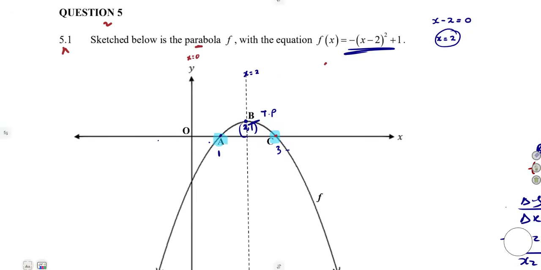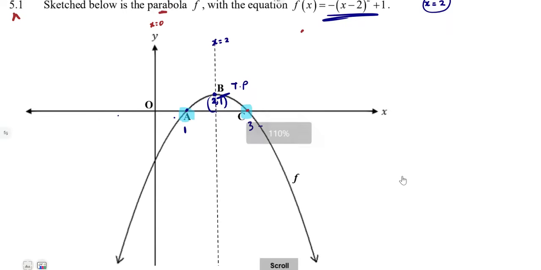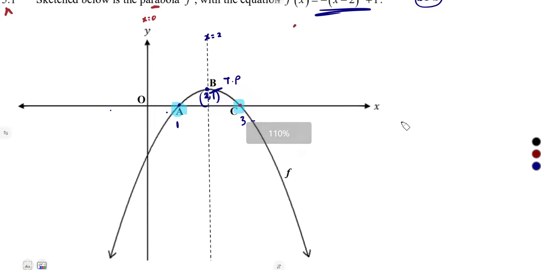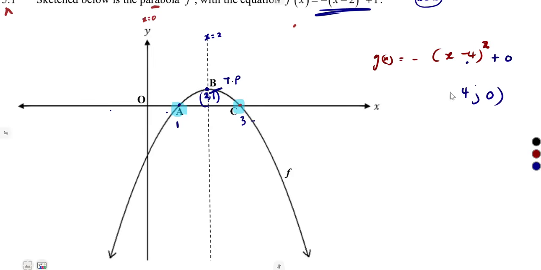Remember that the graph has shifted 2 units to the right and 1 unit down. And now it is given as g(x) = -(x - 4)². So this is the format of the turning point again. Remember I said the x value changes, and there's 0 there for the y. So the x value changes to a positive and the y value remains as it is, as a 0. So that's our turning point for the new function that we are given.